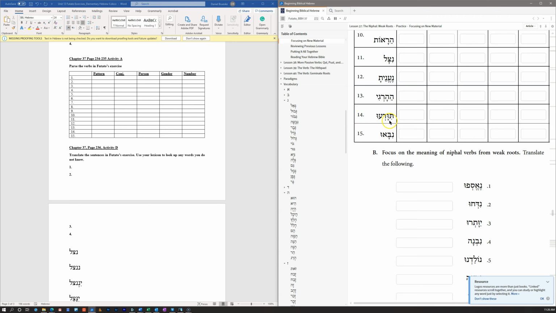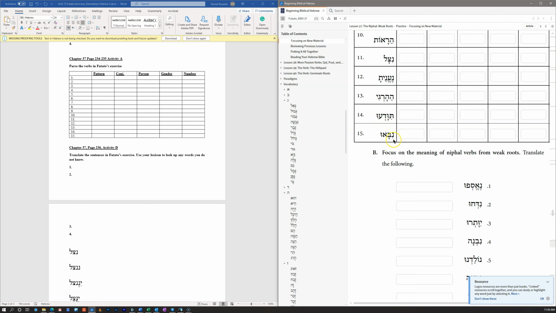Number 14, we've got yada once again. Here we've got an imperfect prefix and an imperfect suffix. So this is just a standard Niphal imperfect. Tav prefix with shureq suffix indicates a 2mp form. So this would be something like 'you will be known.'